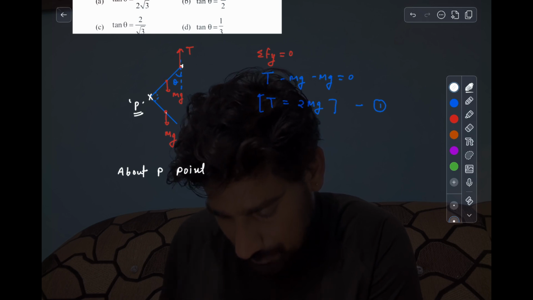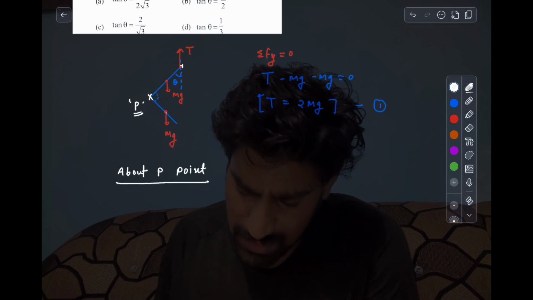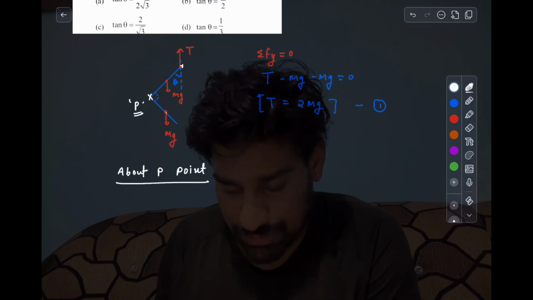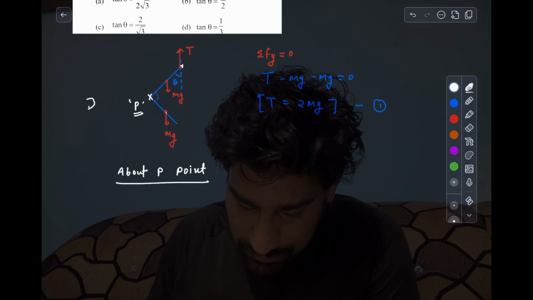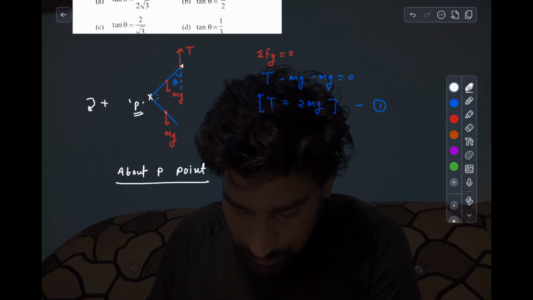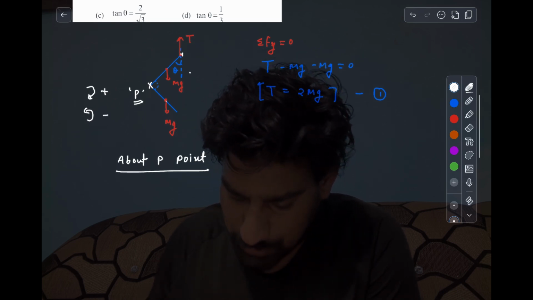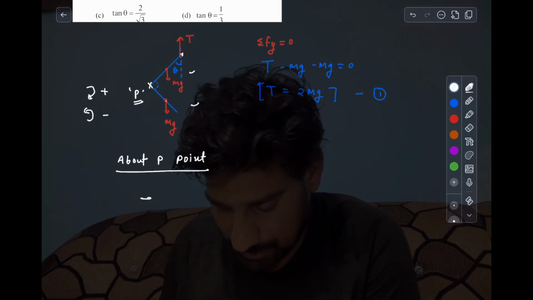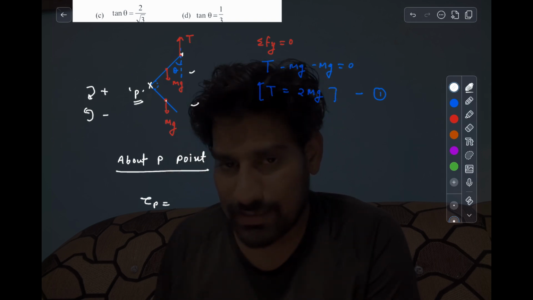Okay, so about the P point, if you calculate the torque, let us take the clockwise torque as positive and the anti-clockwise torque as negative. So clockwise torque is like this, that is positive, and the anti-clockwise torque is negative. Here both of the gravity forces would apply a positive torque, right? So the torque about the P point is this mg. Of course it would act at the center of mass.